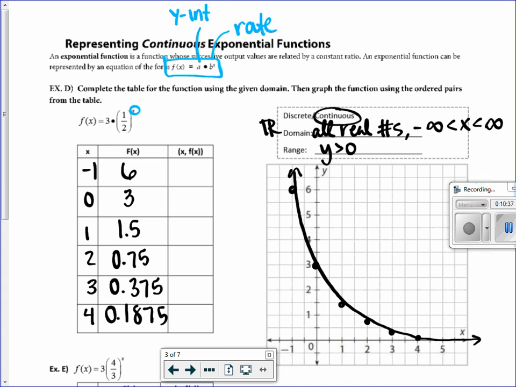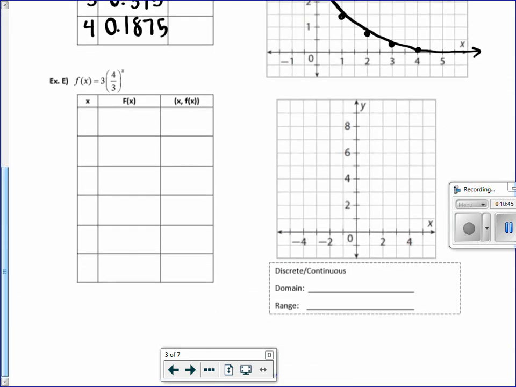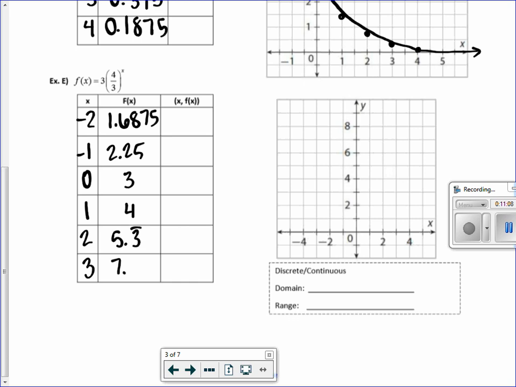Okay. So let's go to the next one. On the next one, we are going to graph it again. We're going to get it all set up. So let's go ahead and put it all in our calculator, ready to go. So if we're starting with -2, that makes it 1.6875. All right, and then filling it in our table.